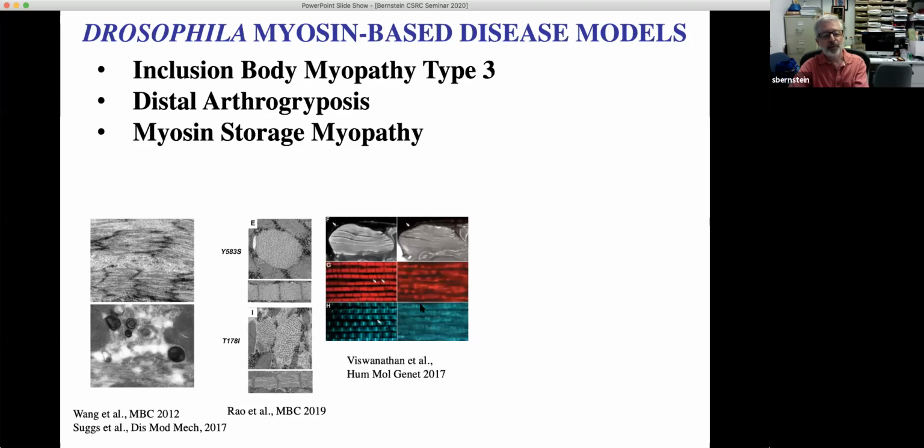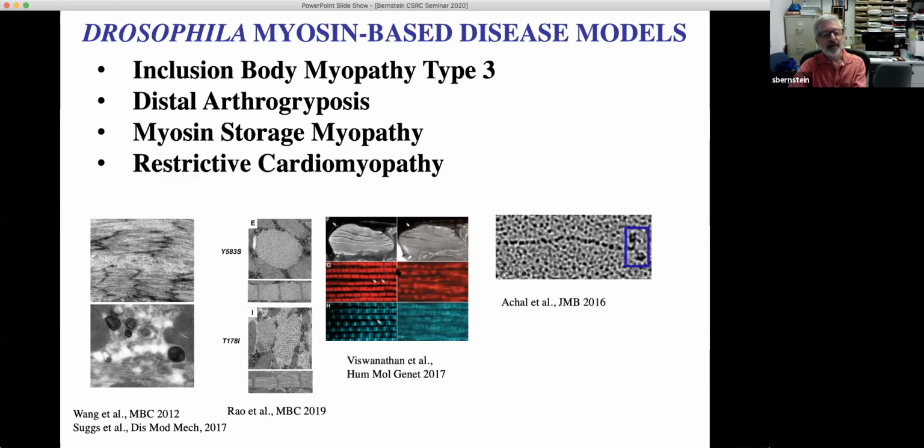We've studied myosin storage myopathy, which results from mutations actually in the myosin rod rather than the globular head. And there are problems both with assembly and stability of the myosin filaments. And we've studied a restrictive cardiomyopathy mutation as well and found some of the defects that occur with that. And we're just working now on this mouthful here, spondylocarpotarsal synostosis, that we got an R21 last year from NIH to study the defects that occur. That's another disease that's in the embryonic myosins of humans.